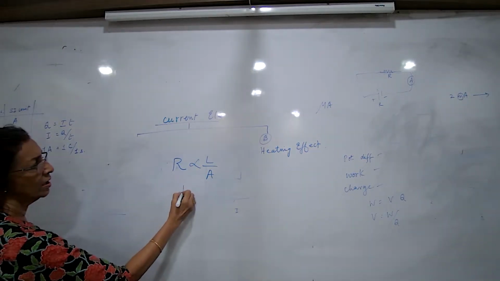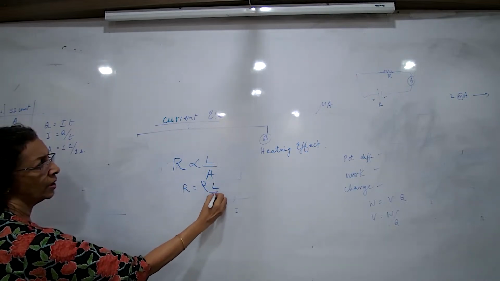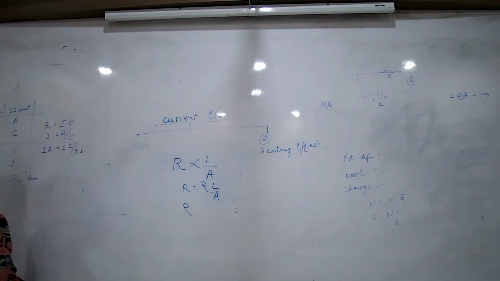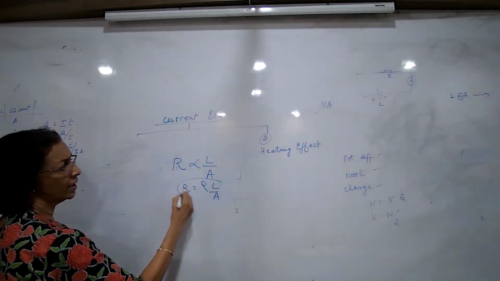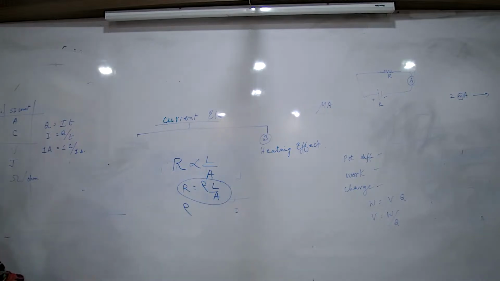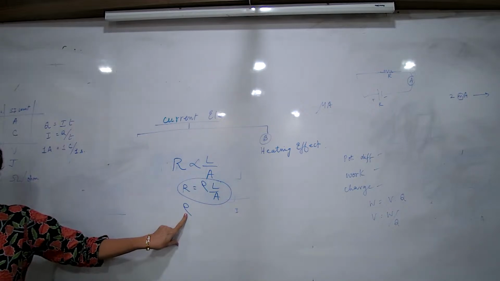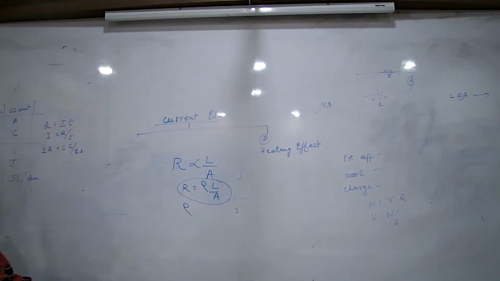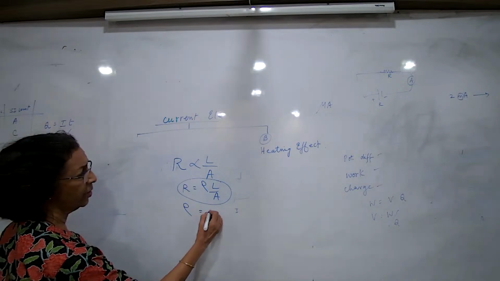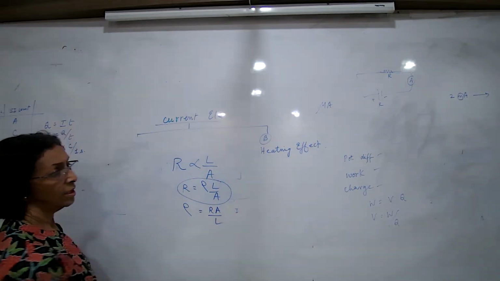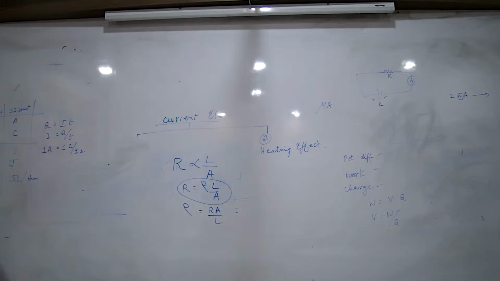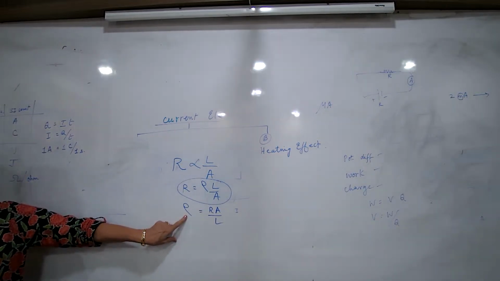Now what is the constant here? R is equal to rho L upon A. What is this rho? Resistivity. First of all, let us write down resistance, which we have already written, the unit as ohm. Now, how am I going to rearrange this formula? Resistivity is equal to what? Rearrange these terms in the formula and tell me. Very good, R A upon L. Now based on this formula, can you think of the units? What is the unit of resistivity? Ohm meter.